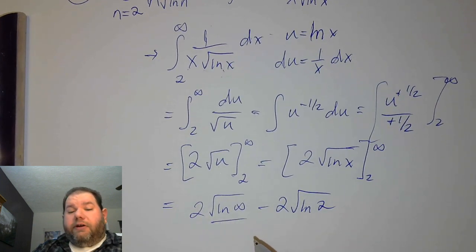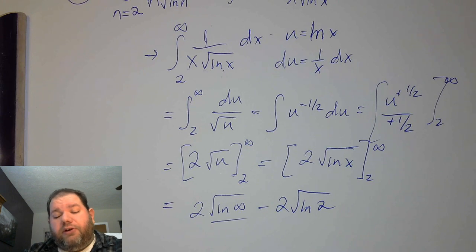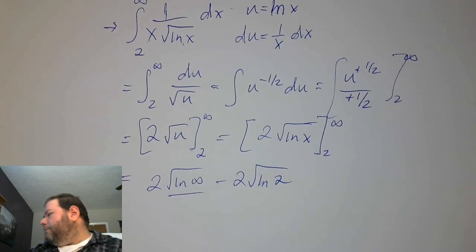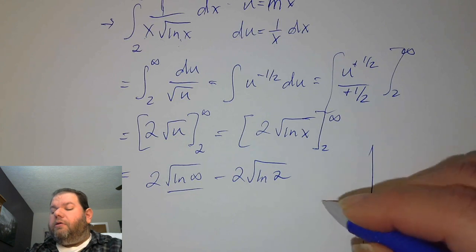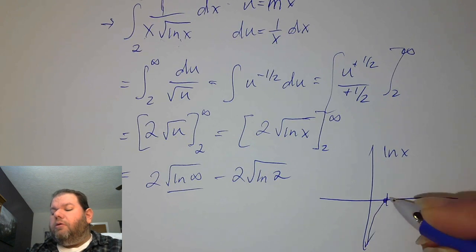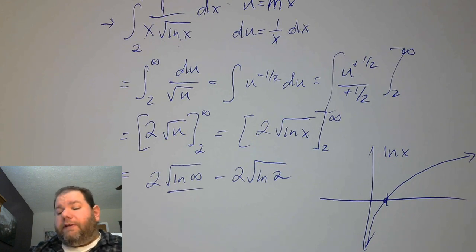But the question here is, what is natural log of infinity? Does it become infinite, or does it converge to a value? Because that's ultimately going to determine what happens in this problem. Let's look at the graph of natural log of x. Natural log of x looks like this, and we can tell as it goes to 0, it's going down to negative infinity.